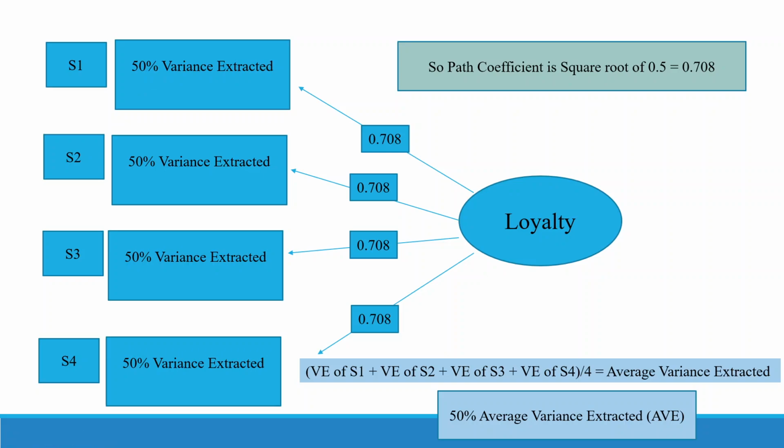Now, how will we calculate the average variance extracted? Variance extracted of S1 plus variance extracted of S2, variance extracted of S3 plus variance extracted of S4, divided by 4. That is the average variance extracted. The minimum value is 50%.